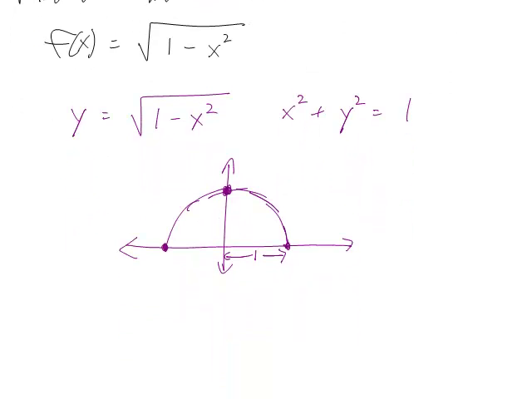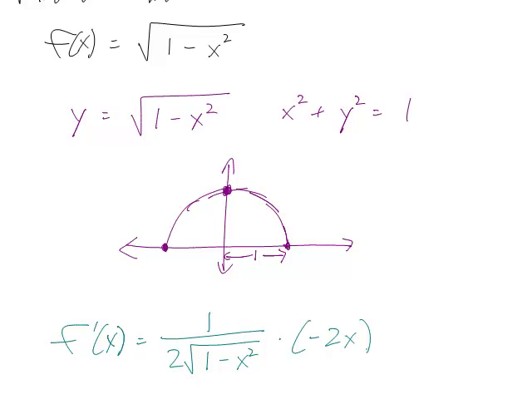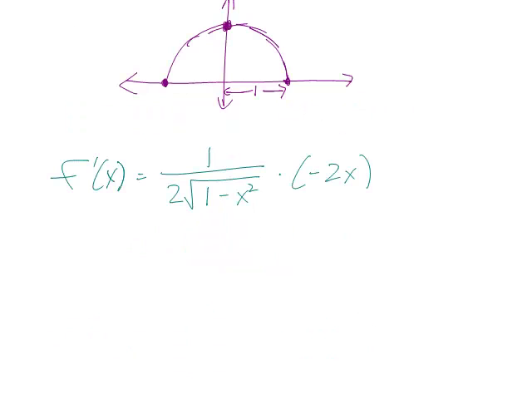see what happens if we do this with derivatives and critical points instead of geometrically. Taking the derivative using the chain rule, that's 1 over 2 square root of 1 minus x squared, the derivative of the square root, times minus 2x, the derivative of what's inside the square root. And we can simplify that a little bit to minus x over root 1 minus x squared.